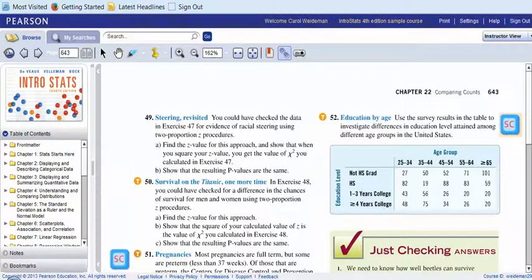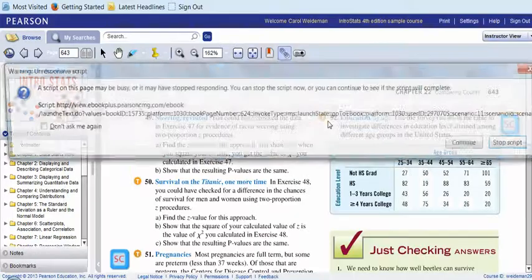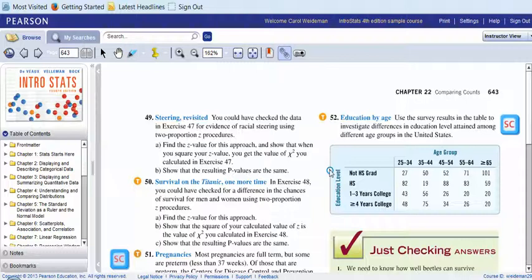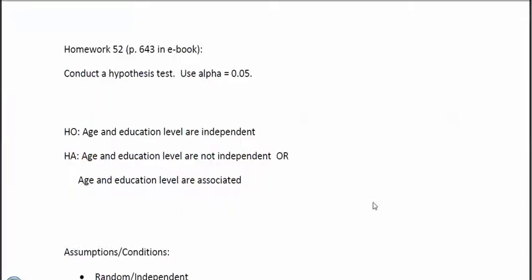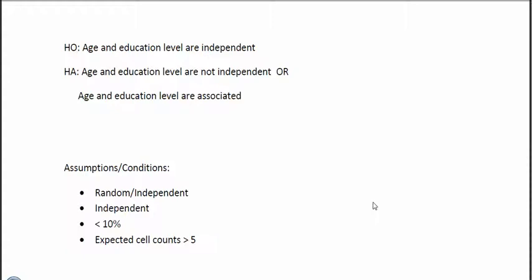So let's go ahead and open up StatCrunch. And here we have our data set. Now we notice that they have individuals, so each line here is one of the people in the data set. The first thing we need to do is check the assumptions and conditions. Random, independent, and it's a survey result, so we're going to assume that it was random and that the people are independent of one another.